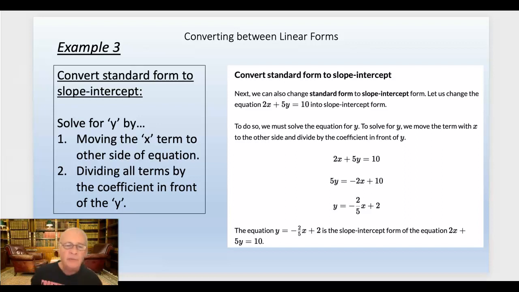Example 3, convert from standard form to slope-intercept. It's basically slope-intercept is solve for y. Get y by itself and everything else on the other side. That's slope-intercept form. All right? From standard form, what do you do? You move the x term to the other side. See the 2x? Put it to the other side where it's negative 2x. And then divide out the 5. Divide everything by 5. So this becomes 2 divided by 5. And this 10 divided by 5 is 2. Okay? The slope is negative 2/5. Okay?